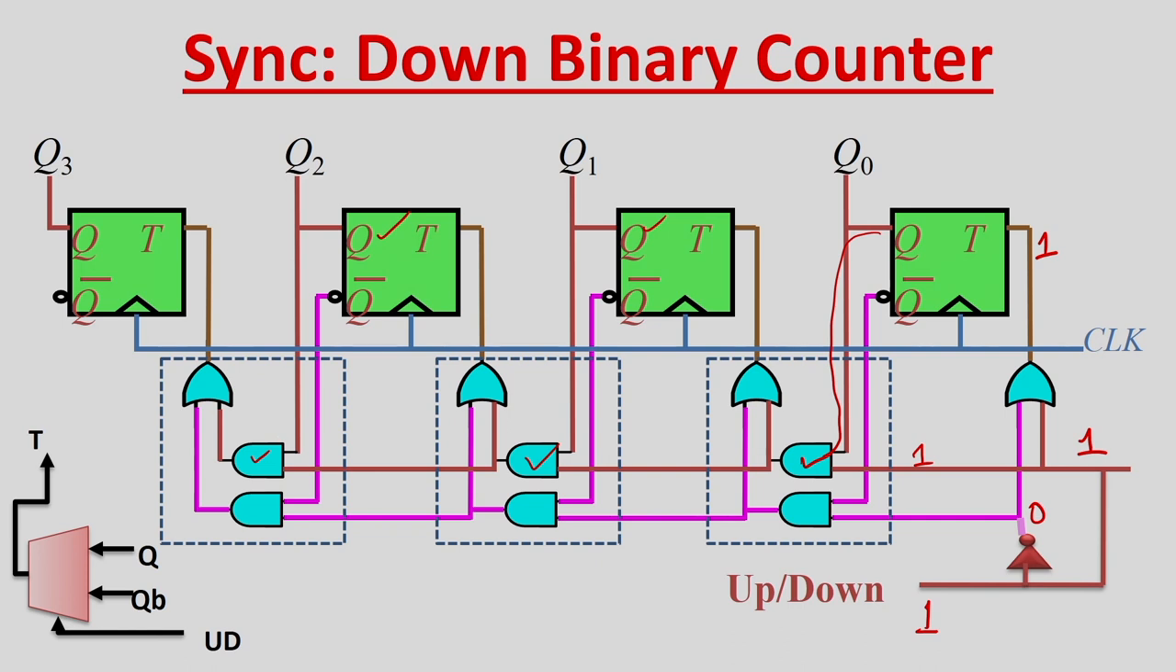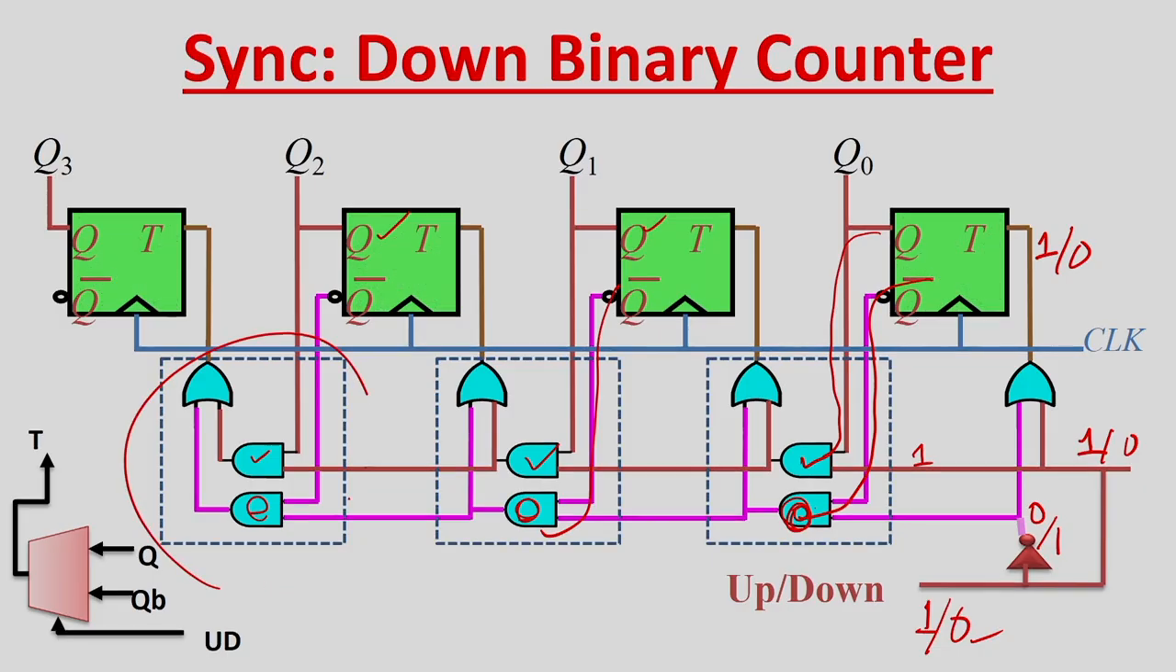If suppose this one is 0, then this will be 1, this will be 0, that means this will be 0. If it is 0, then what will happen? This guy will be activated, this guy will be activated, and whenever this guy is activated, the data will come from this place. That means if up-down signal is 1, the Q output of one flip flop will go to the next flip flop. If the up-down signal is 0, then the complemented output will go. So for up-down equal to 0, it will do down counting. If up-down is equal to 1, then it will do up counting.